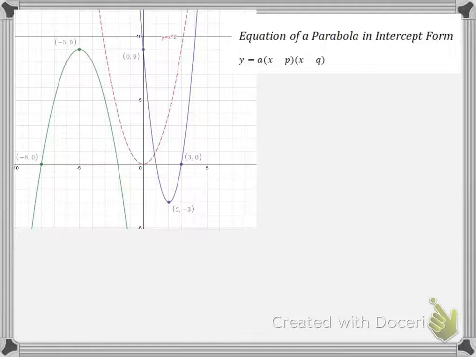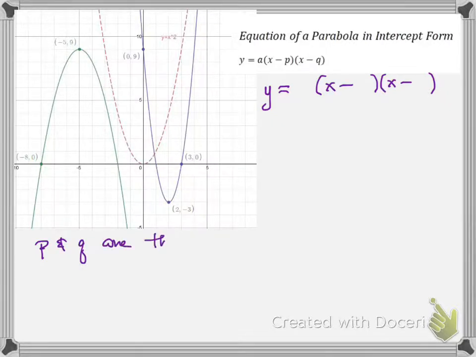I'm going to do the purple one first. y equals x minus, x minus. Those p and q are the x-intercepts. Where does it touch the x-axis? The purple one touches here at 3, so I'm going to put in a 3.